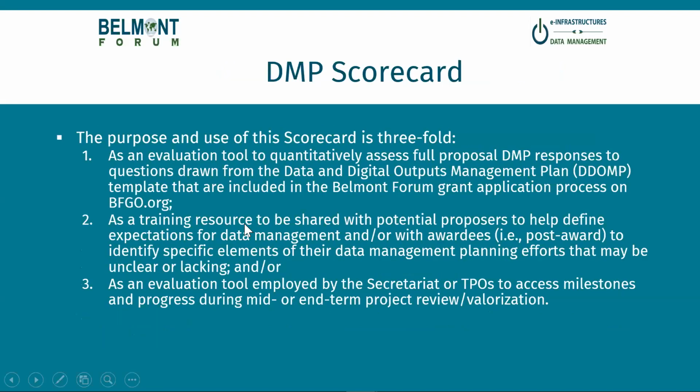The DDOMP has a longer list, but those are some of the ones that you would be most familiar with. The purpose and use of the scorecard is threefold. It's an evaluation tool to quantitatively assess full proposal DDOMPs to questions drawn from the actual template that are included in the Belmont Forum grant application process from BFGO. As a training resource to be shared with potential proposers to help define expectations for data management and/or with awardees, so post-award or pre-award really, to help identify what are the elements that a DDOMP needs to include. It can also be used as an evaluation tool employed by the Secretariat or others to assess milestones and progress during a project, sort of a midpoint check or end of term project check. So as you can see, today you're probably using the scorecard just to assess a current data management plan from a funded project, but it can serve other purposes as well.